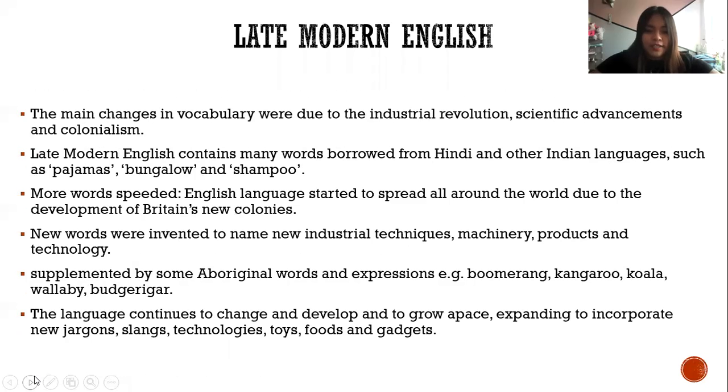The next is late modern English. Late modern English accumulated many more words as a result of 2 main historical factors: the Industrial Revolution, which gave us new words for things and ideas that had not previously existed, and the rise of the British Empire, during which time English adopted many foreign words and made them its own.